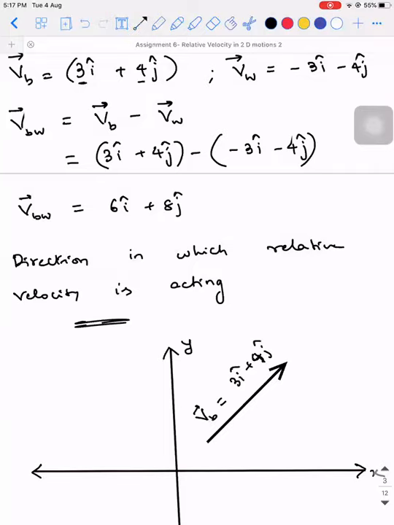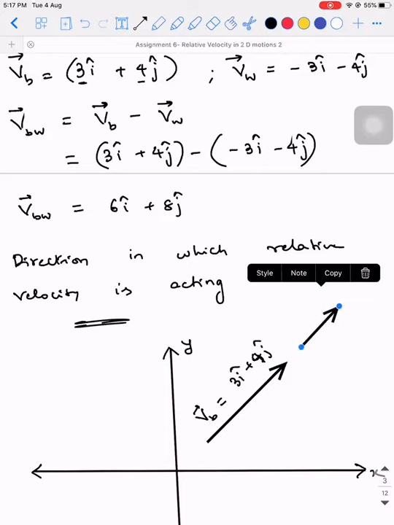I hope you are able to visualize this part, right? Now, what is happening to the water? The water is in minus 3i cap minus 4j cap. It is exactly the opposite, meaning they both are negative. Means how is the water flowing? Opposite to the direction of the boat. So water is trying to oppose it. Am I right?